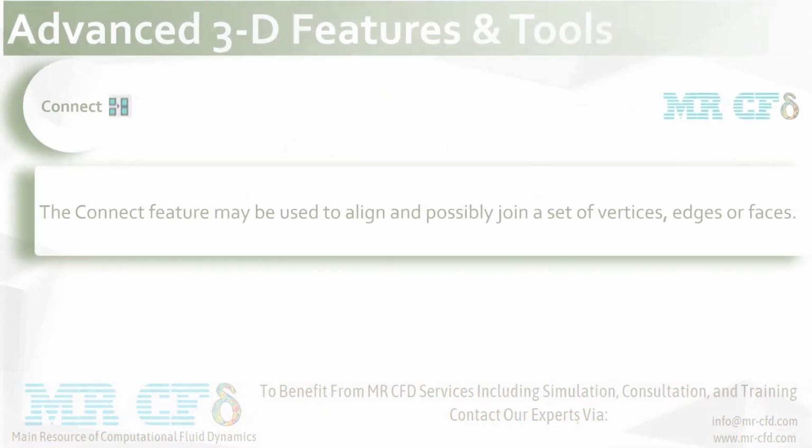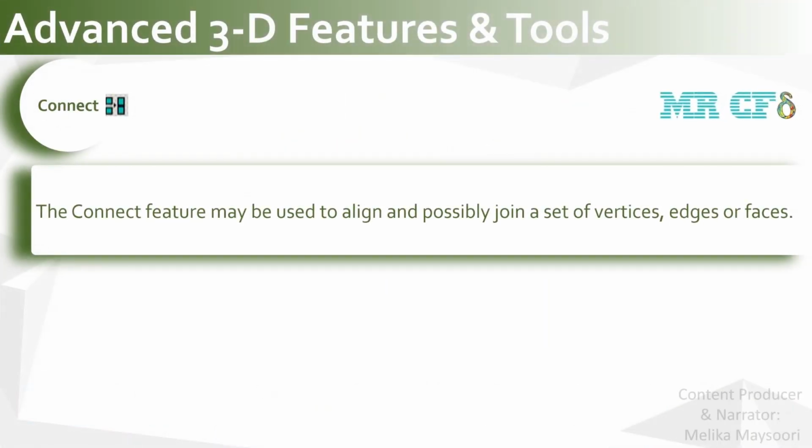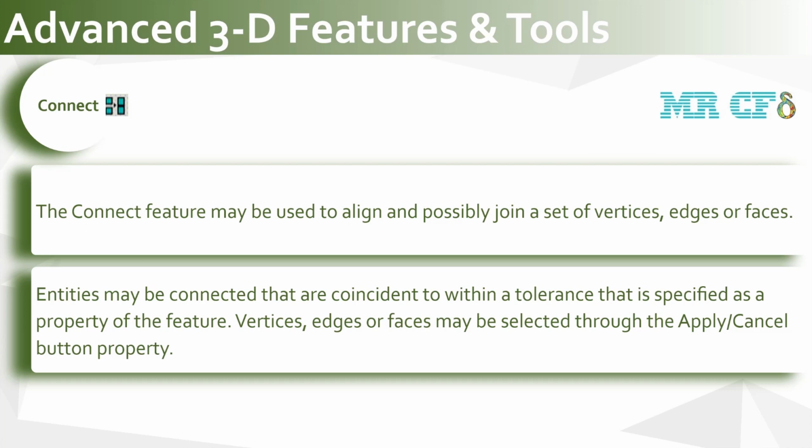The connect feature may be used to align and possibly join a set of vertices, edges, or faces. The alignment takes the form of a stretching and aligning of existing geometry. Entities may be connected that are coincident to within a tolerance that is specified as a property of the feature.